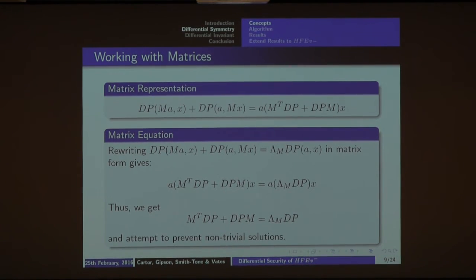So looking at our differential symmetric equation, we wanted to get a matrix representation of the equation. So we just do some quick reductions using the basic properties of the differential, and we get the following representation of our differential symmetric equation with matrix representation. In our analysis of the differential symmetry, we focus solely on this equation and try to prove that there are no non-trivial solutions M and lambda M that satisfy the equation.